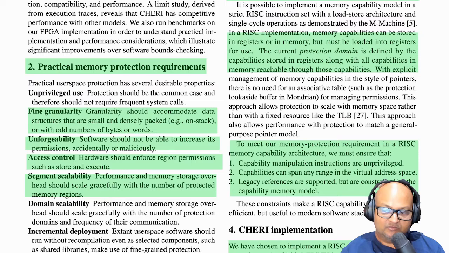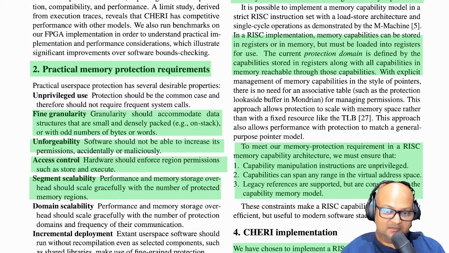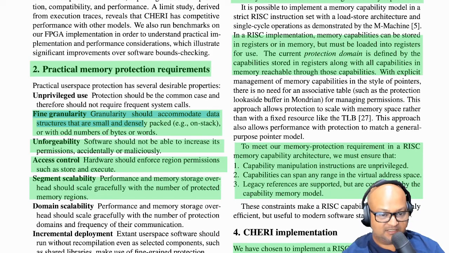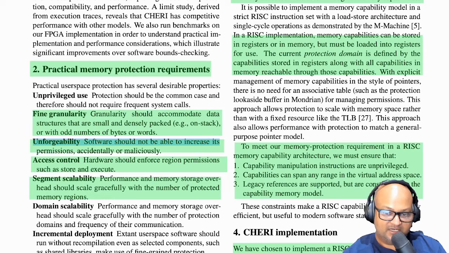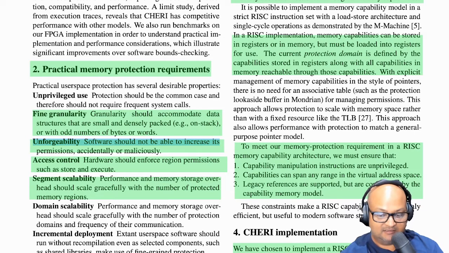Let's start by looking at what the requirements are for a good and also practical memory protection system. The first one is that you should be able to use it in unprivileged code. So this is obvious. It should not just be the operating system that makes use of it, but also user space. We want fine granularity so that you can actually protect structures that make sense in your program. You want unforgeability in the sense that once you have set the range of protection and also the type of protection that you want on memory, unprivileged calls should not be able to change that. And this protection should be enforced by the hardware.